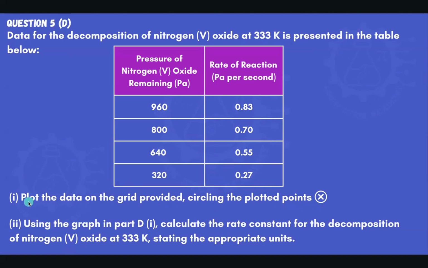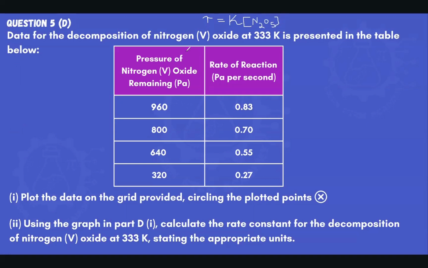So let's talk about that part first, part I. If we are plotting the data on the grid provided, we have to know what we're putting on our y-axis and what we're putting on our x-axis, because they didn't tell us. So we have to figure it out. You may remember from the previous parts of this question, part C, that the rate law went something like this: R is equal to the rate constant times the concentration of N2O5.